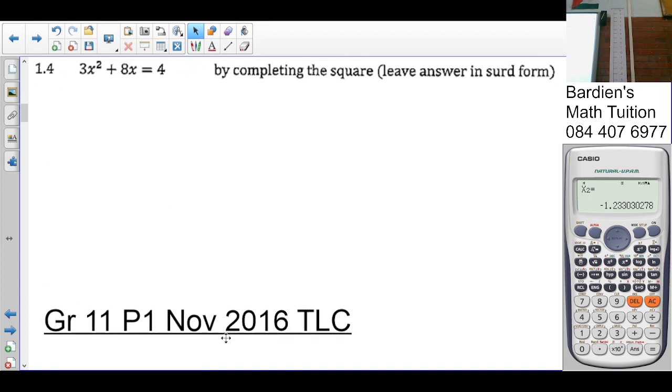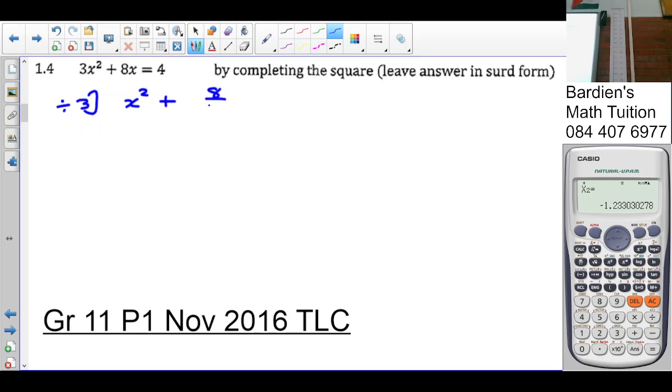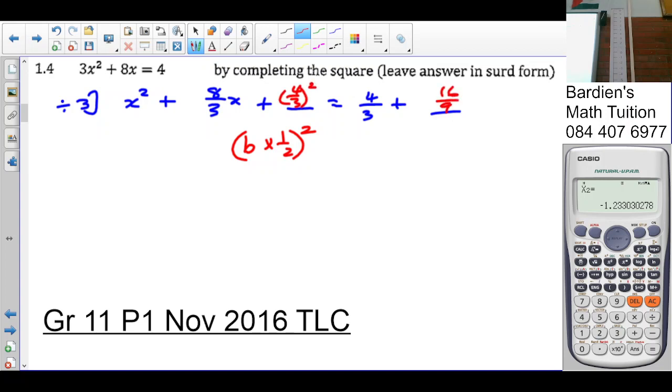Now 1.4, by completing the square, leave your answer in surd form. So as we know, you're going to first divide by 3. So what do I get? x squared plus 8 over 3 x plus a number to complete the square with equals 4 over 3 plus that same number. If we're adding on the left hand side, we add on the right hand side to balance the equation. So what must be added here? It's going to be b times a half, which is 8 over 3 times a half, which is 4 over 3, and it must be squared, which is 16 over 9.